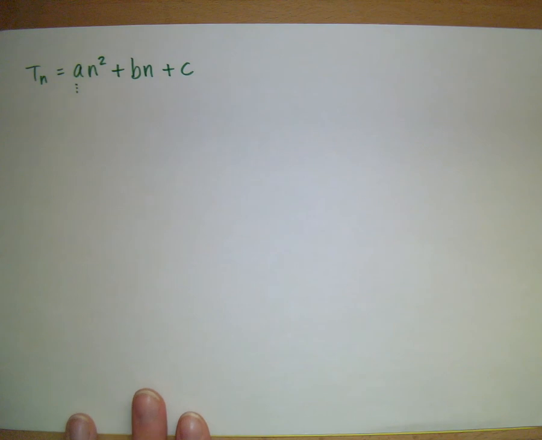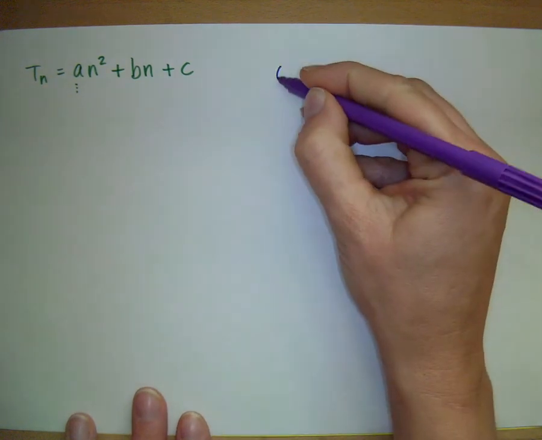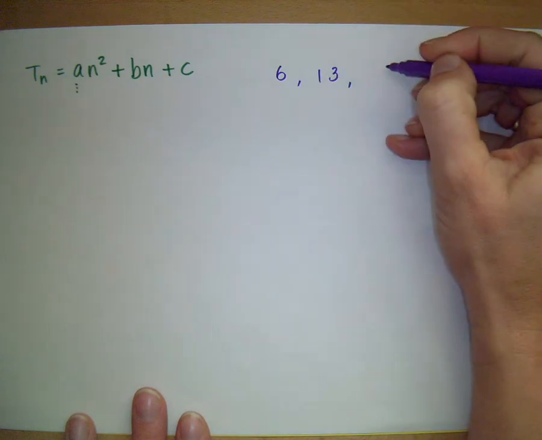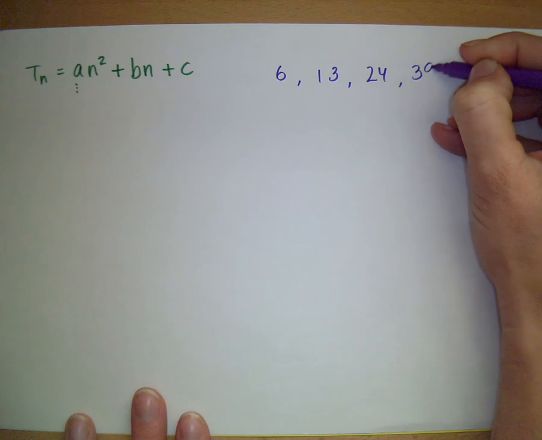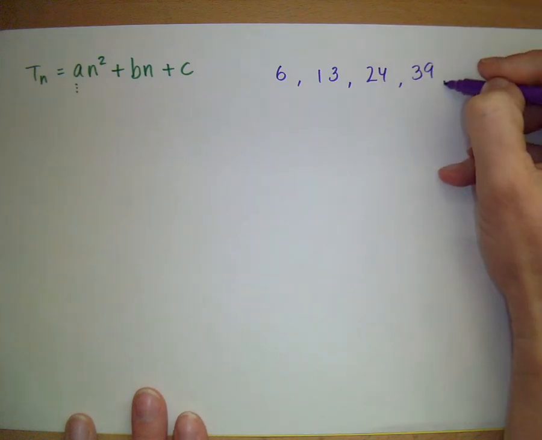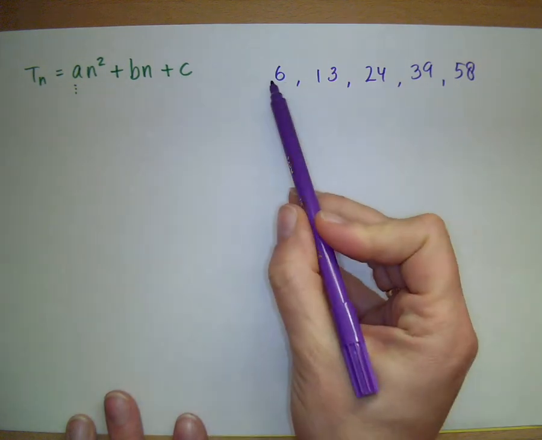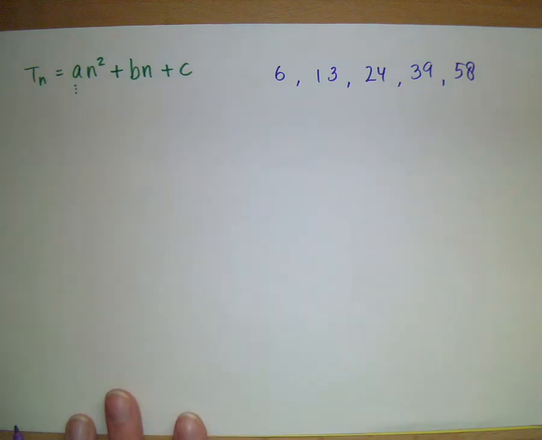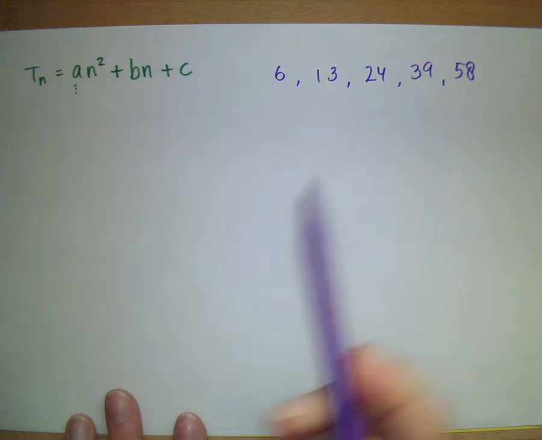Let's say we have this sequence, 6, 13, 24, 39, 58, and this expression describes this sequence. Now how are we going to find the values for a, b, and c?